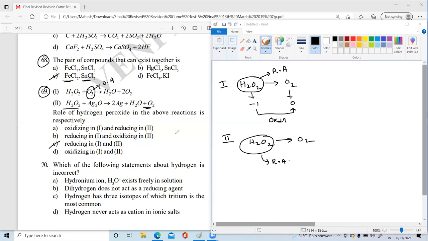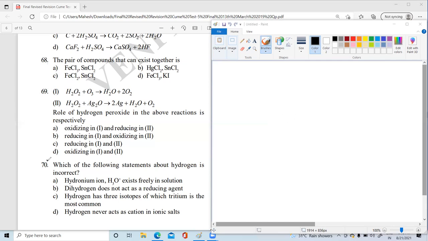Next, students, question number 70. You can check, students. Here this is not there, we have erased that. Which of the following statements is incorrect? Hydronium ion freely exists, this is the correct statement, students. Next, dihydrogen acts as a strong reducing agent, this also is correct. And hydrogen has 3 isotopes, that is correct. And which says tritium is the most common isotope?